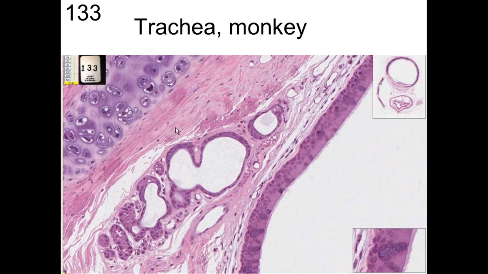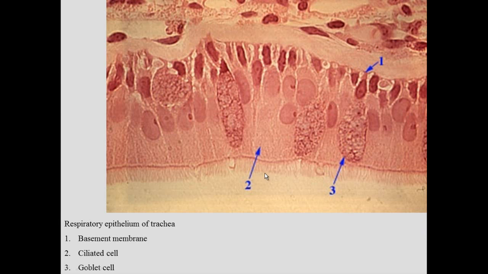Here in a monkey, we can see another profile of a trachea, showing you the glands which are going to discharge their contents, and we can see the basal bodies of the cilia, and also the goblet cells. So we have pseudostratified columnar epithelium with goblet cells in there. We can see those again.